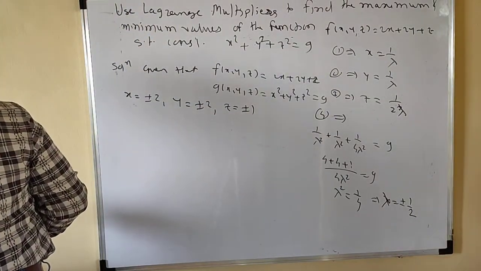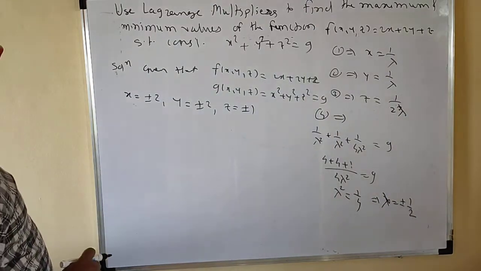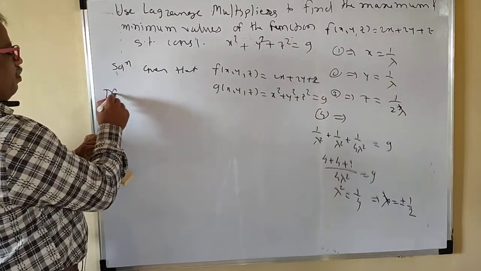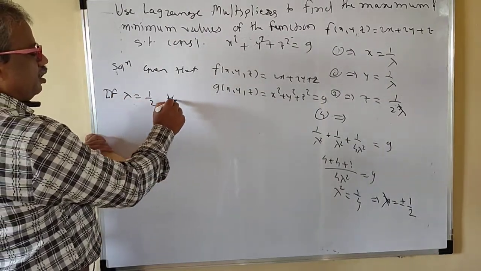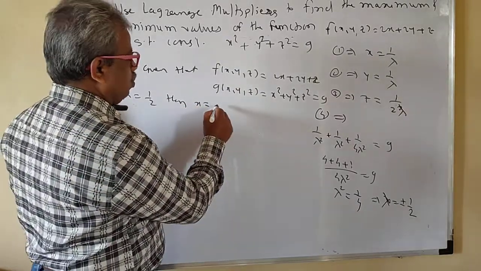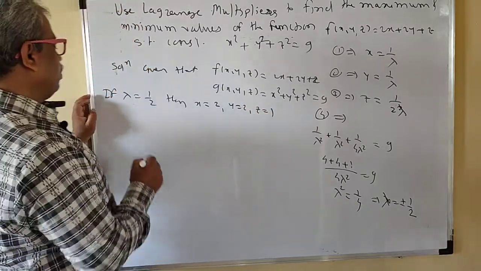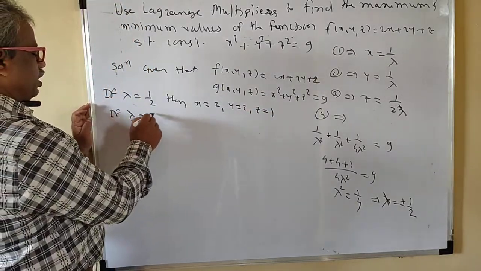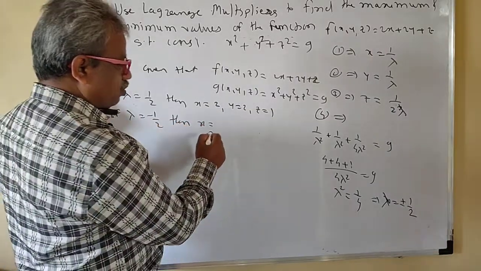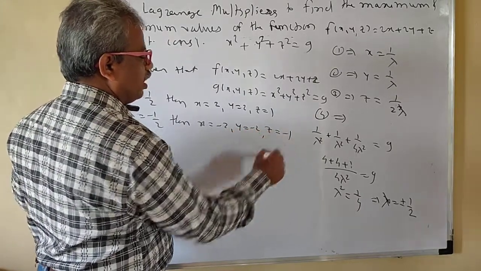So actually, we cannot write this in the form plus or minus 1. We write this: if lambda is equal to 1/2, then x is equal to 2, y is equal to 2, z is equal to 1. If lambda is equal to minus 1/2, then x is equal to minus 2, y is equal to minus 2, z is equal to minus 1.